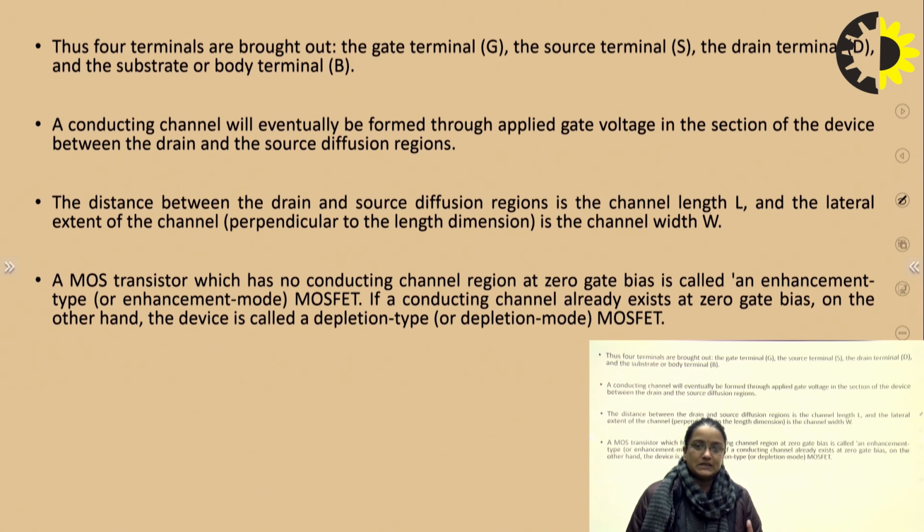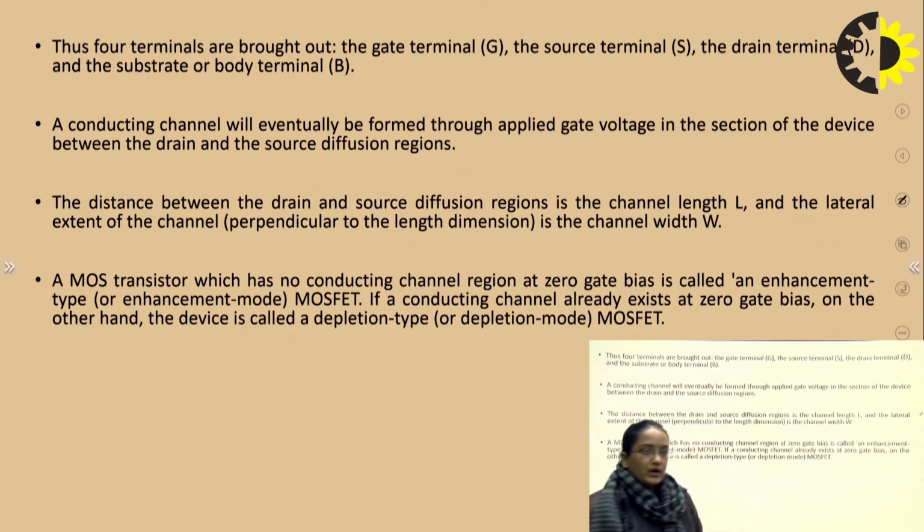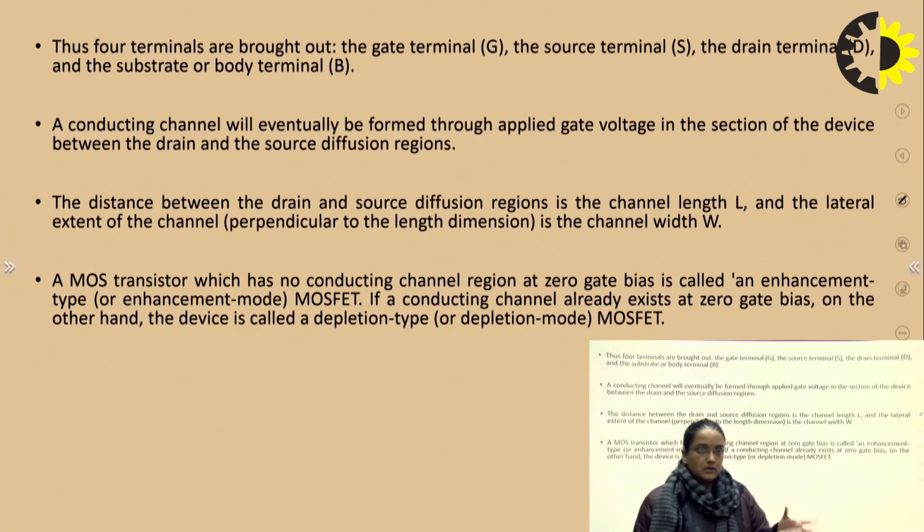Its types are basically your enhancement type and depletion type, but in this lecture we are discussing only enhancement type MOSFET, its construction, and finally we will discuss the input output characteristics also. So the basic difference between depletion and enhancement type is that in enhancement type we are creating the channel, but in depletion type the channel is already built into the structure.